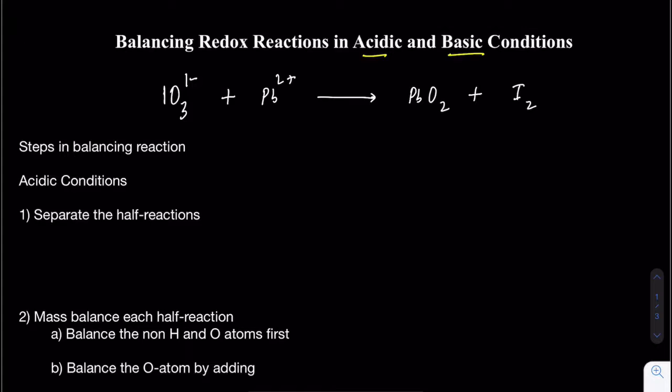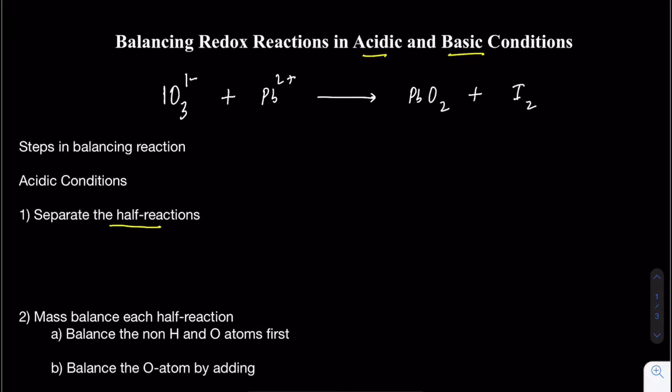We'll learn first in acidic conditions, then there is only one more step to turn a balanced acidic redox reaction into a basic condition. When it comes to balancing the equations, you want to make sure you have your masses conserved. Another way of saying it is you must have the same number of atoms on each side, and that also applies to the charges. You must have the charges conserved as you go from the reactants to the products.